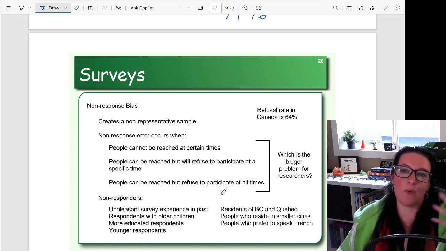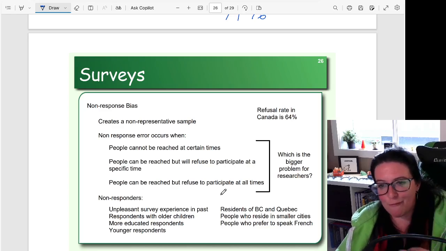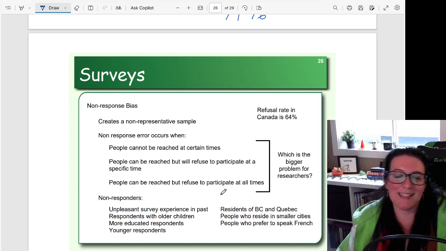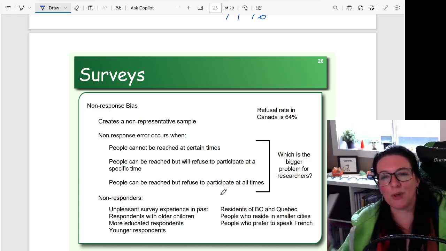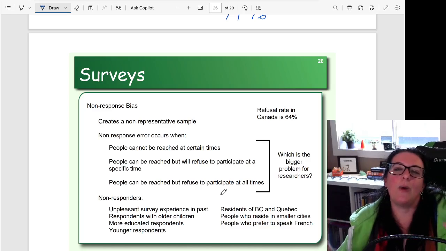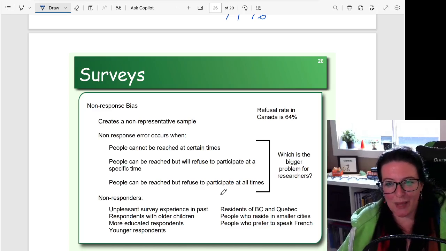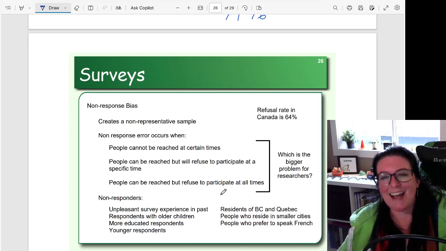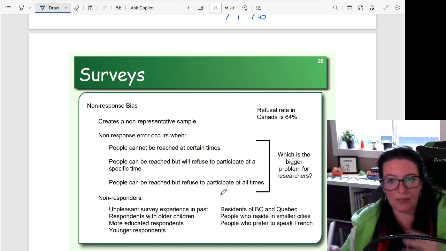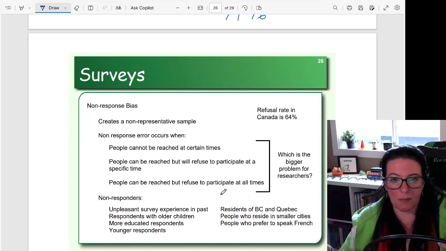But as we move more to smartphones, we no longer have phone books. We no longer have lists of contact information. People don't answer the door. People don't answer the phone. We are less and less likely to participate in these, and so the refusal rate goes up. The challenge we have is that there are certain groups who are more likely to refuse than others, and this is what creates that non-response bias.